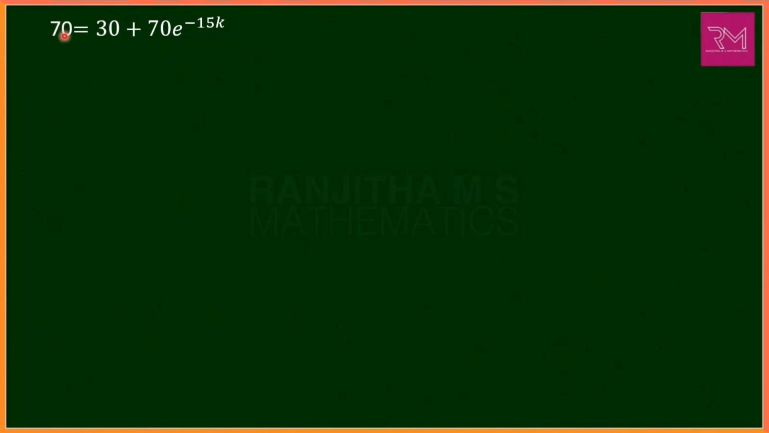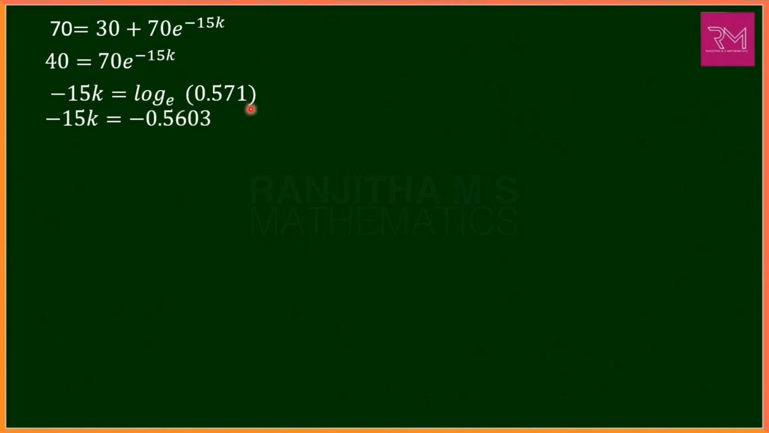Take this 30 to the left hand side, 70 minus 30 is 40 which is equal to 70 into exponential power minus 15k. Take this 70 to the left hand side, we get exponential power minus 15k as 40 divided by 70, and taking log on both sides, we get minus 15k which is equal to log of 40 by 70, the value is 0.571. Next step, log of 0.571 to the base e, we can take it as ln of 0.571. We know that ln of 0.571 value is minus 0.5603. That is the value of minus 15k. Take this minus 15 to the right hand side, we get a value of k as 0.03735. This is the value of k.